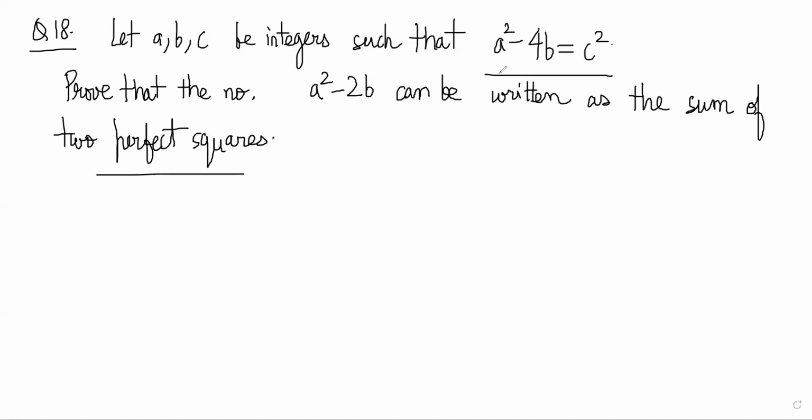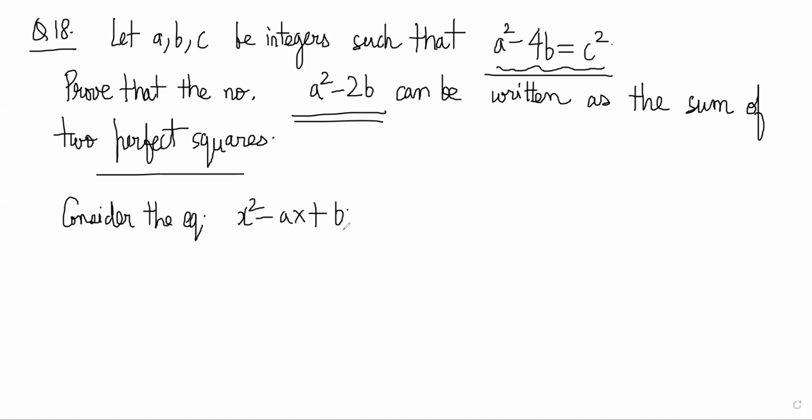a, b, c are integers such that this is true. You have to show that the number a square minus 2b can be written as the sum of two perfect squares. Okay. Let's look at the equation. Consider the equation x square minus ax plus b equals 0.